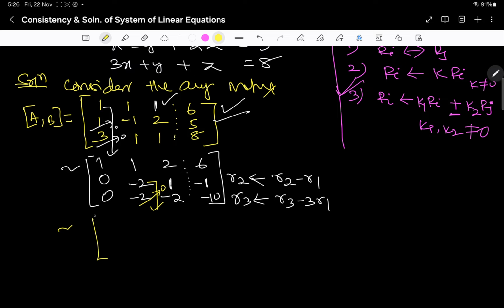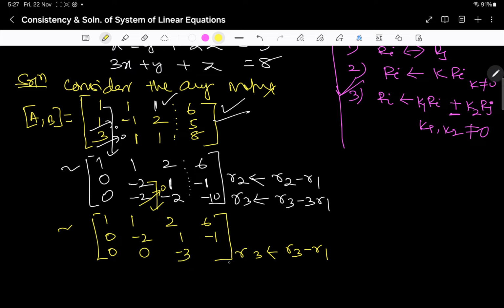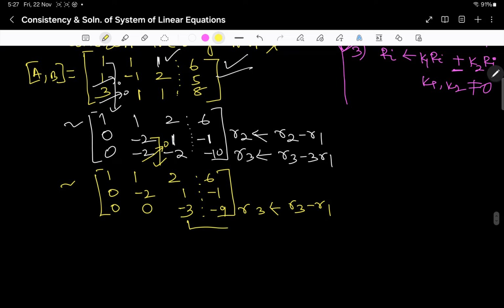Okay, so what we have to do is, here R3 is replaced by R3 minus R1 simply. Row 1 remains the same, 1 1 2 6, row 2 remains the same, 0 1 -1, and simply we subtract it. It is 0 here, it is 0 here, it is minus 3, and it is minus 9. Okay, minus 9. So now we are ready to solve it. The last row involves only one variable.